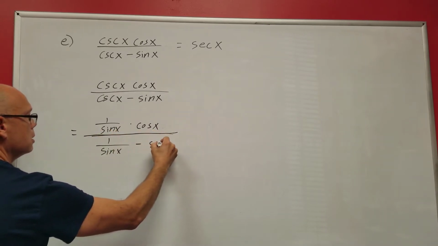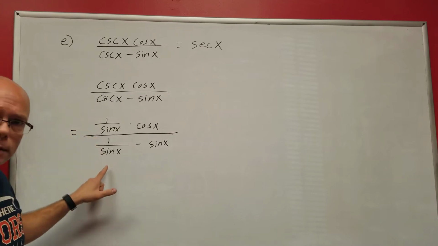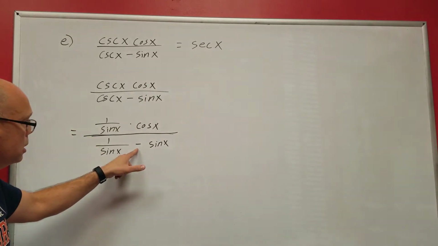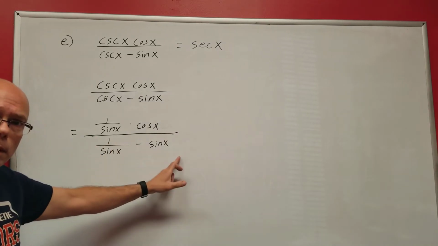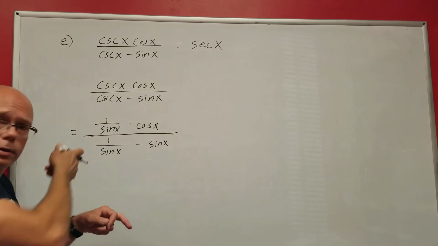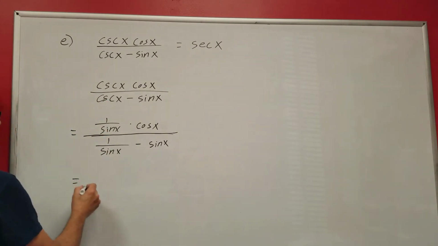minus this sine of x over here. Now, you definitely cannot divide these two out because it is a minus sign. Anytime you have a plus or minus sign there, it's a no can do. It has to be in multiplied form. Like if this was multiplication here, then you could go ahead and divide those two out. All right, so I got to work with what I have.